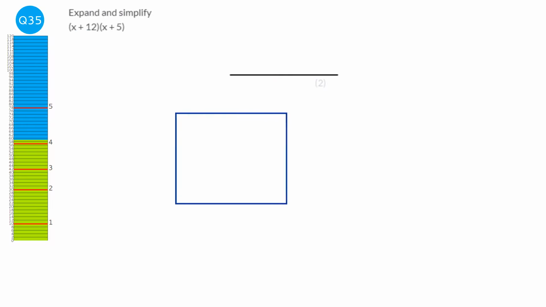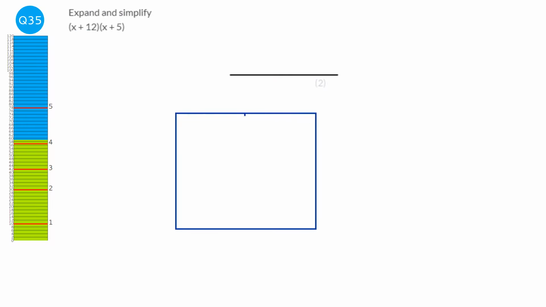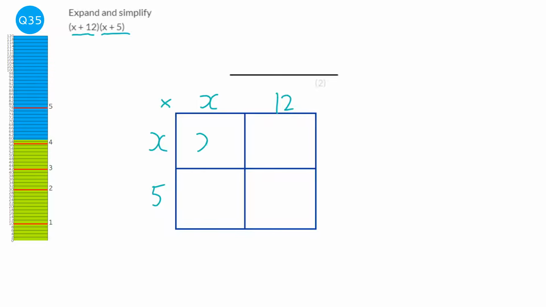Go do a multiplication grid. And we're going to start by putting the x plus 12 at the top, so x, and then we've got 12, and the x plus 5 down the side. So we're going to times these together, so x times x is x squared, x times 12 is positive 12x, x times 5 is positive 5x, and 5 times 12 is obviously positive 60.